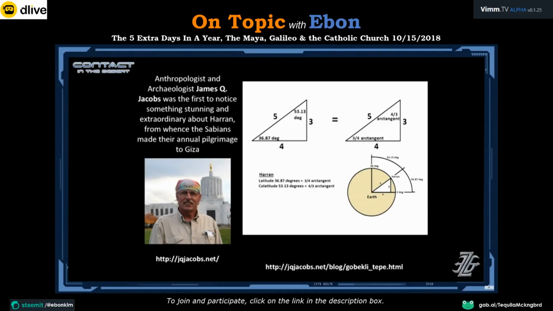And here is the point that I wish to get to. Anthropologist and archaeologist James Q. Jacobs was the first to notice something absolutely stunning about Haran. Haran, this place famed for its knowledge of the stars, for its measuring of the Earth, for its cosmography, for its use of 3, 4, 5 right triangles in trigonometry.